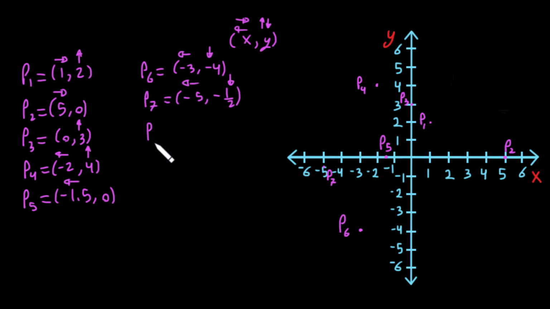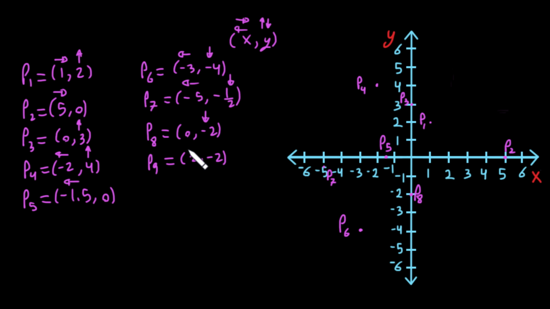Let's draw another point, P8, which is 0, negative 2. We don't have to go right or left, but we have to go down because it's negative. So we start from 0, 0. We don't go right or left, so we are here. Then 2 steps down, 1, 2. Here, this one is P8.